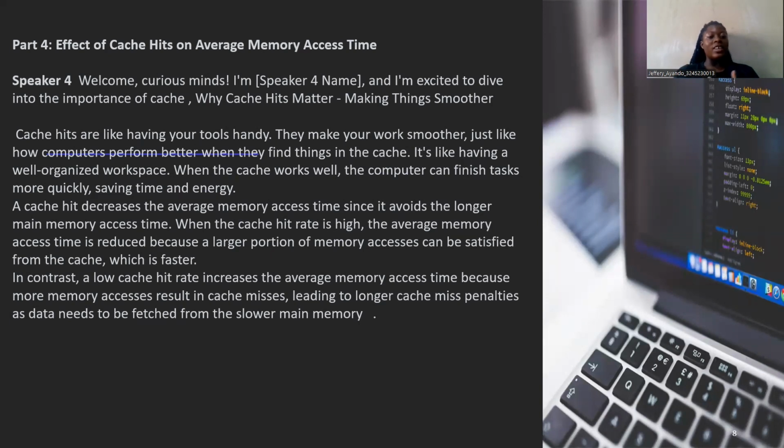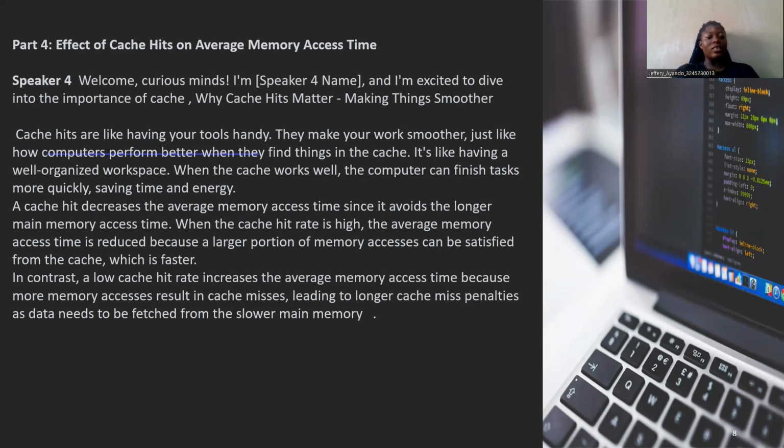A cache hit decreases the average memory access time since it avoids the longer main memory access time. When the cache hit rate is high, the average memory access time is reduced because a larger portion of memory access can be serviced from the cache, which is faster.